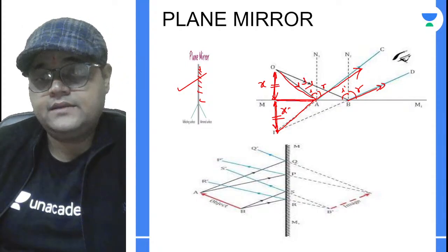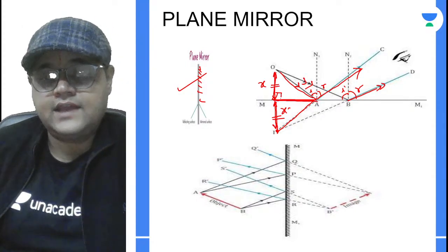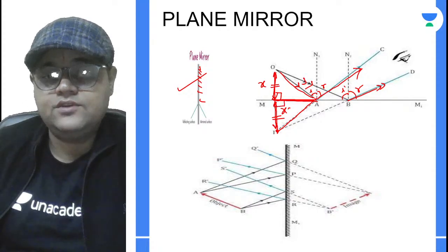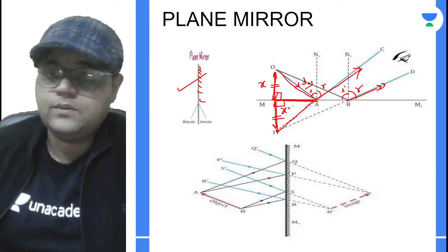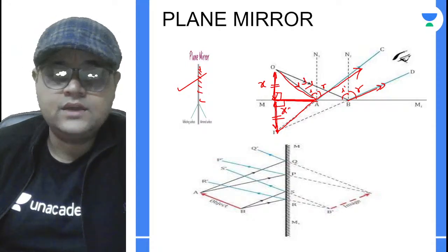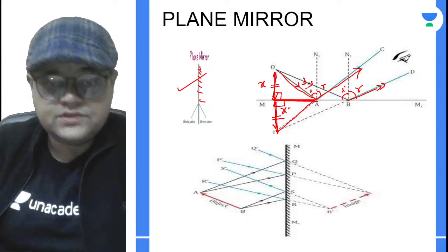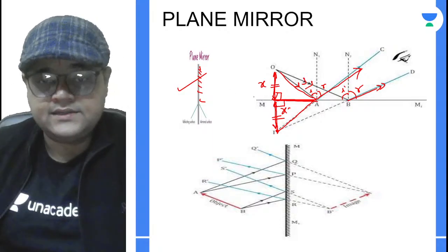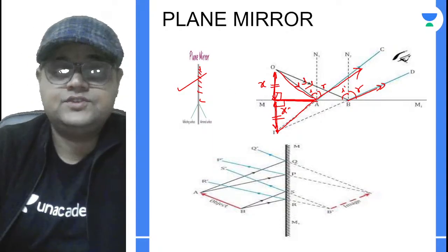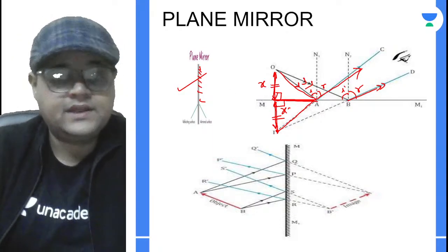This is a common line. This is 90, this is 90, and you'll be getting equal angles here, right? So this way you can very well solve them, and you'll be getting equal values rather. So that sums up that the distance of the image and the distance of the object from the mirror are equal.